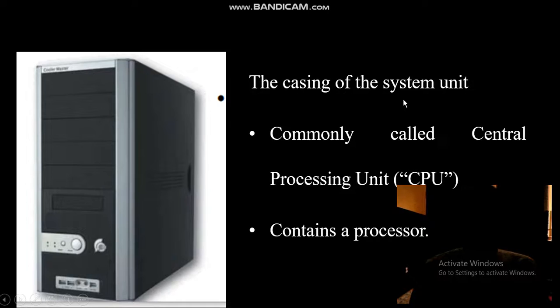So the casing of the system unit is commonly called the CPU, the central processing unit, and it contains the processor. We have different types of CPU based on the company or brand that you are purchasing or using. It can be HP, it can be Dell, it can be Samsung, it can be any company that produces computers. So this is just a simple case. Each CPU has its own processor inside. The processor is the one that processes everything that we are working on in the computer and gives us the output.